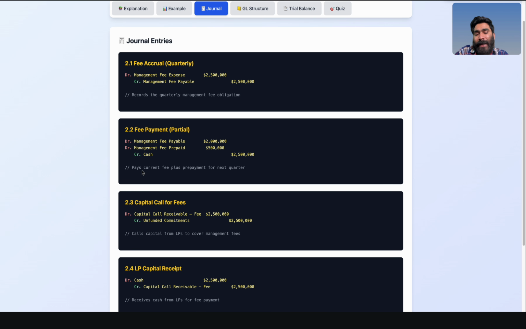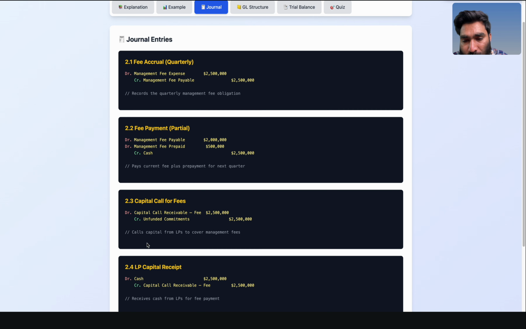All right, then the third one, look at the capital call for fees. Capital call receivable account debit around 2.5 million. This is the third scenario, and here the credit would be unfunded commitment for 2.5 million. Call capital from LPs to cover management fee. In that context, this would be your journal entry.